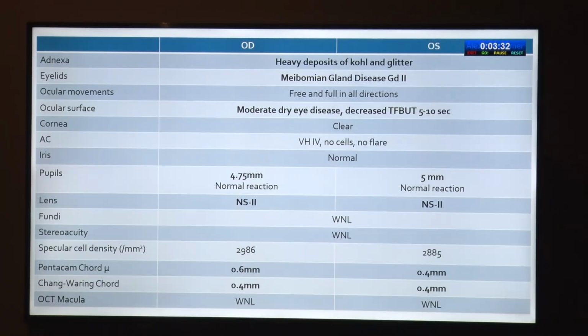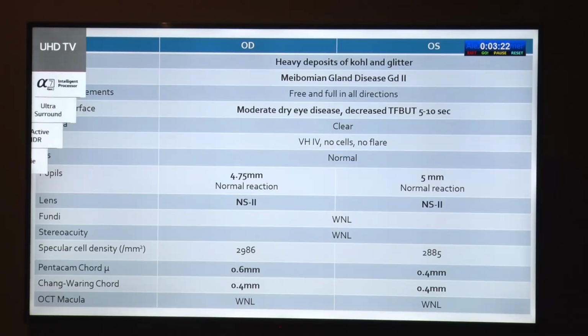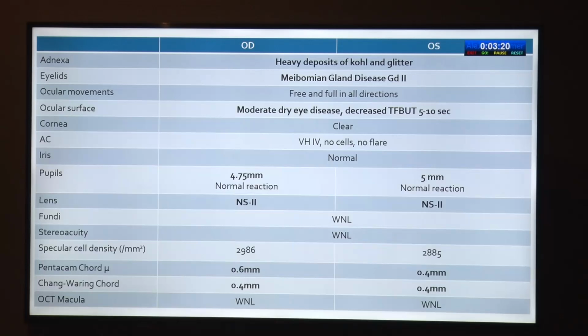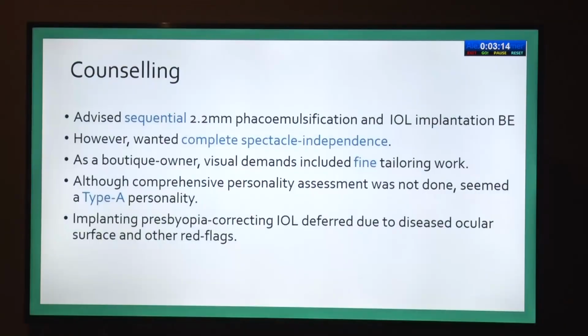And there was also moderate dry eye disease with a decreased TBUT of 5 to 10 seconds. And the pupillary size was 4.75 and 5 respectively. The Pentacam chord mu was 0.6 and 0.4 in all other types of chords. All other findings were normal.